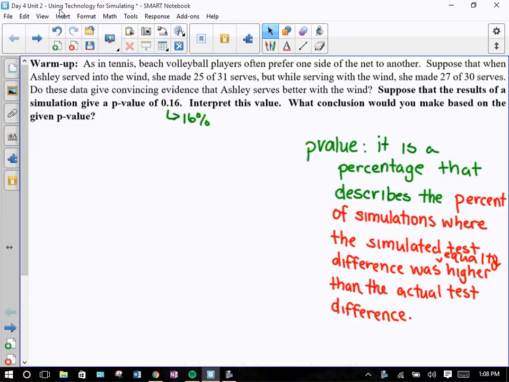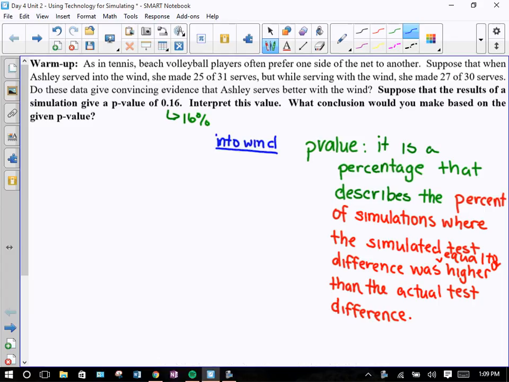All right, so in this case it's not the winning percentage, it's the made serves percentage. So what we want to do is figure out what those are. As Eric said, we're going to figure out made serves, and that's when she's hitting into the wind.